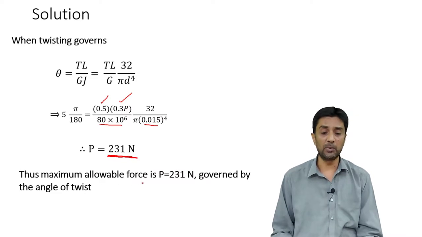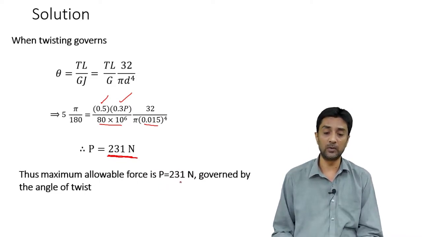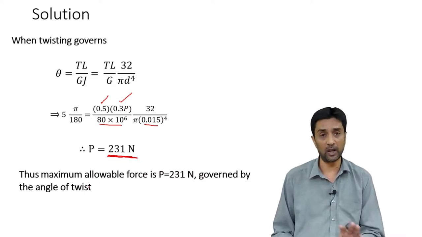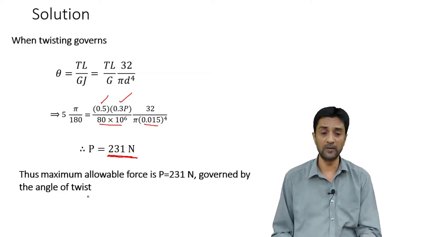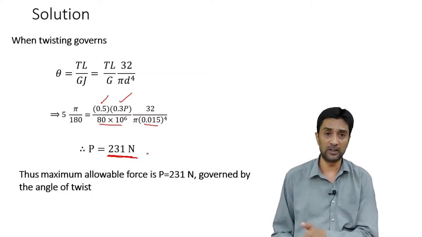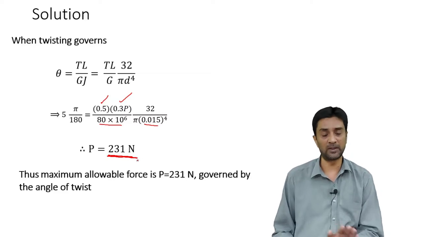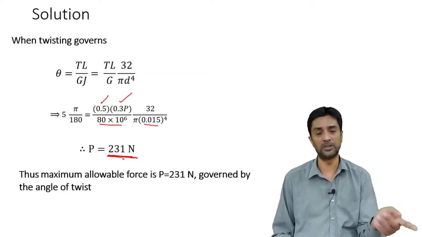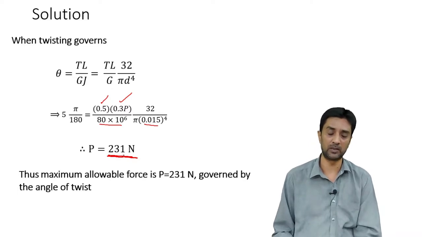So the maximum allowable force P is 231 Newton, governed by the angle of twist. So the angle of twist force would govern, and you will have to leave the 265 Newton force. But that would be safe. If you apply a force of 231 Newton, you would be safe in the maximum shearing stress as well.